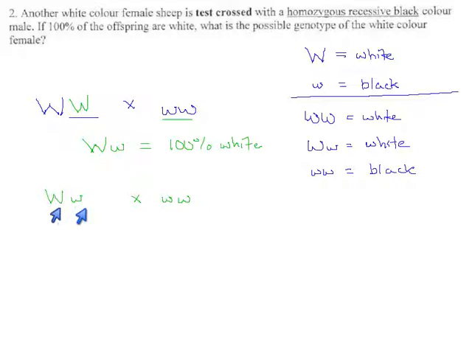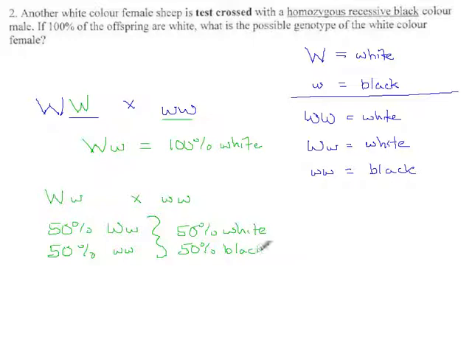In this case, when you do the cross, 50% of them will get the dominant allele from mom and be big W, little w. The other 50% will get the little w from mom and be little w, little w. So if mom is heterozygous like this, you would expect the offspring to be about half and half: 50% white and 50% black. Clearly, when they say 100% of offspring are white, this is a better explanation.